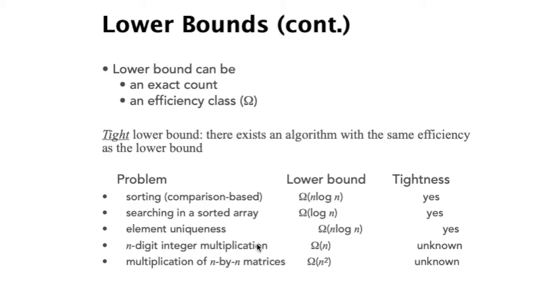And then for the last two problems, we have unknown. So, what does unknown mean? For unknown, it means there is no existing algorithm yet with this running time complexity.